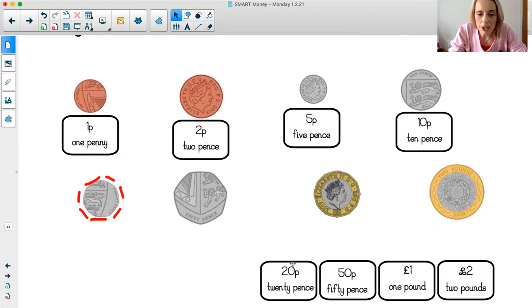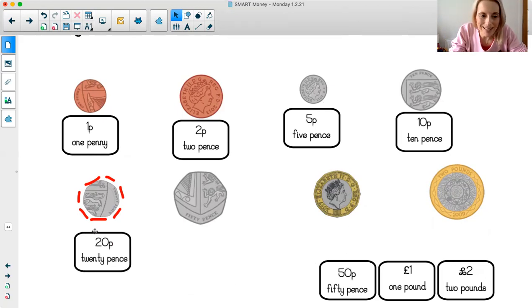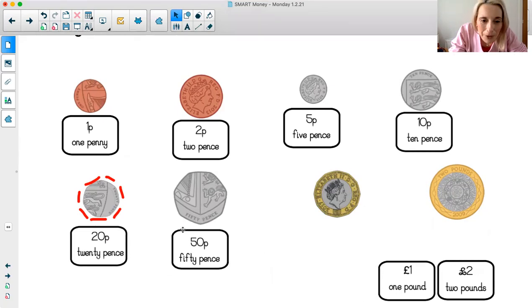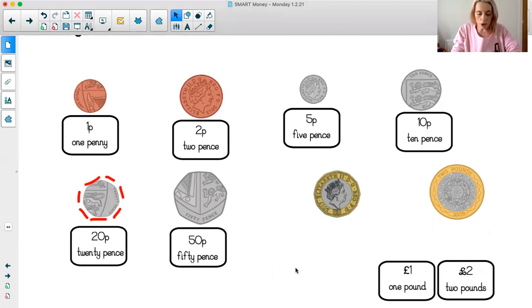So our baby version is 20p, and our bigger version is, you guessed it, 50p. You might have got that one right. Well done if you did. And then we've got these other two. Again, a baby version and a grown-up version.